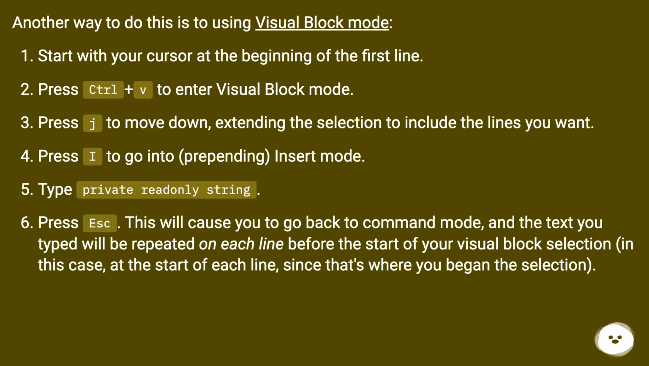Press escape. This will cause you to go back to command mode, and the text you typed will be repeated on each line before the start of your visual block selection, in this case, at the start of each line, since that's where you began the selection.